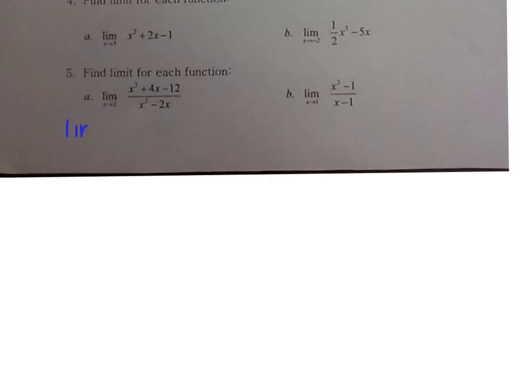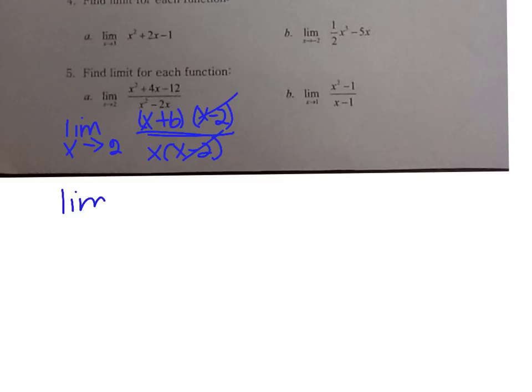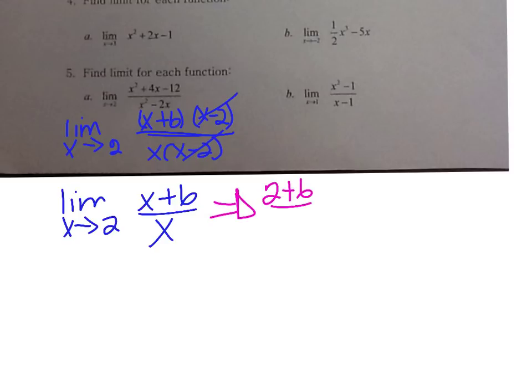So this is the limit as x approaches 2. In the denominator, I have x times x minus 2. And in the numerator, when you factor, you get x plus 6 times x minus 2. X minus 2 and x minus 2 reduce. So it's the limit as x approaches 2 of x plus 6 over x. Now you're going to plug in 2. So it's 2 plus 6 over 2. So that's 8 divided by 2 is 4. So your limit is 4.